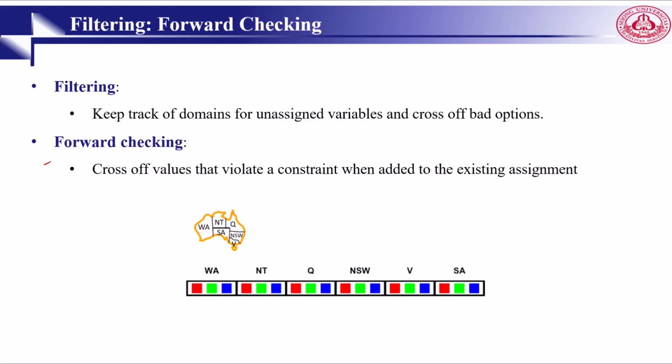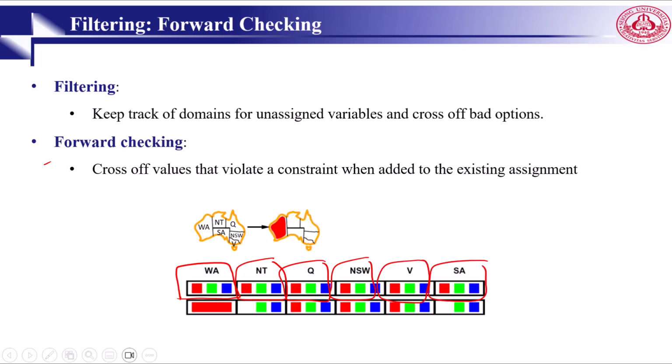So it means we can assign all three colors to WA, all three to NT, all three to Q, and the rest. So you can see everyone has a value. Then when we assign red to WA, right, from the domain of NT and SA, red is removed, right? So we cannot assign red to these two provinces anymore.